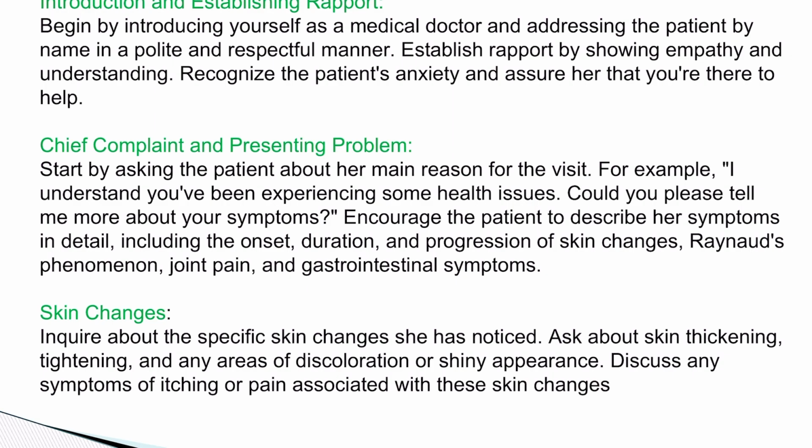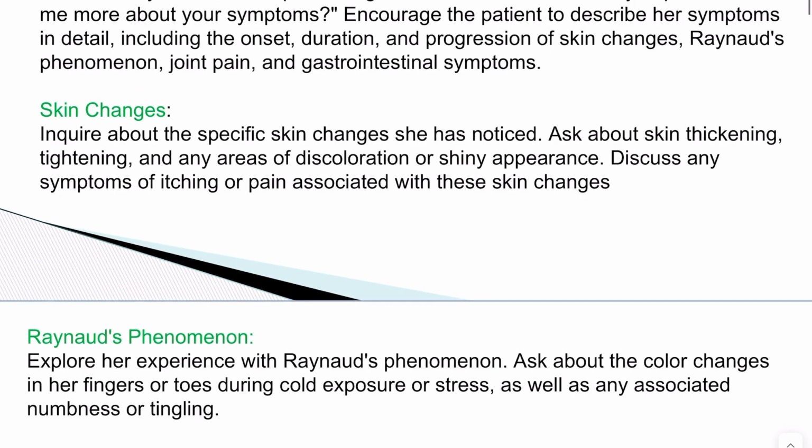And then we encourage the patient to describe her symptoms in detail, including the onset, duration, and progression of skin changes, Raynaud's phenomena, joint pain, and GI symptoms. So the patient will volunteer whatever information she is allowed to give without any prompt. You're going to ask in detail about the skin changes because it's mentioned in the scenario. So inquire about the specific skin changes she has noticed. You're going to ask about skin thickening, tightening, any areas of discoloration or shiny appearance, and discuss any symptoms of itching or pain associated with these changes.